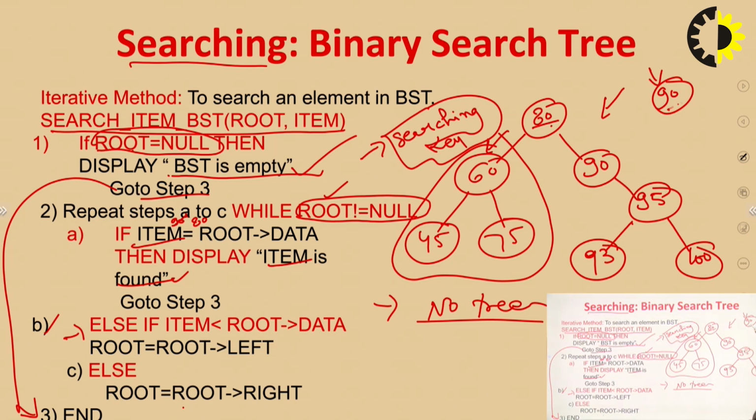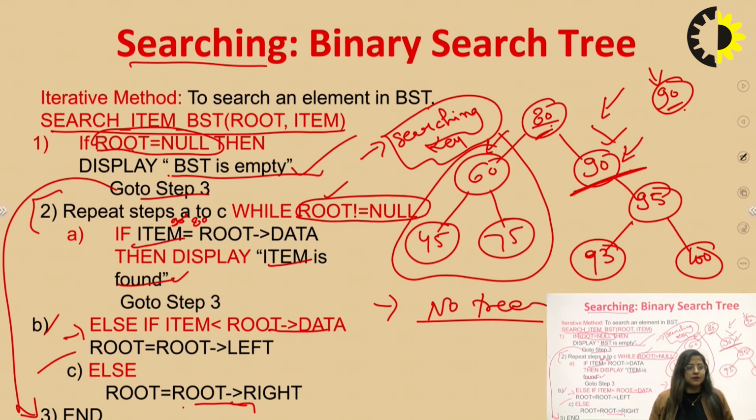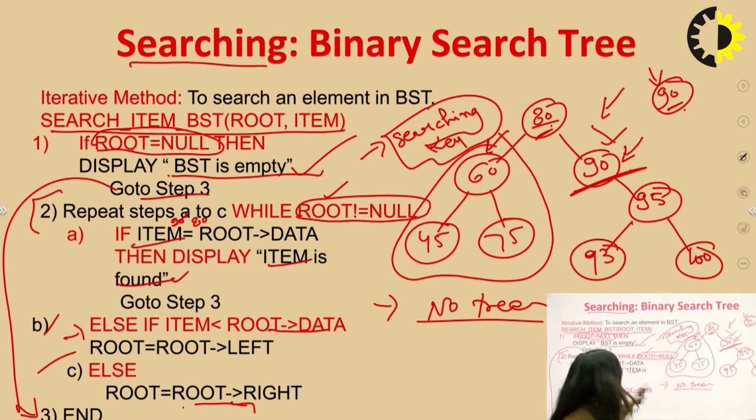Check again: 90 is greater than the root, so where will it move? To the right of the root. Check again, the searching operation applies again the same way, and this condition occurs many times until you find your searching point. So this algorithm is called the searching algorithm, and this pseudocode is used in interviews.